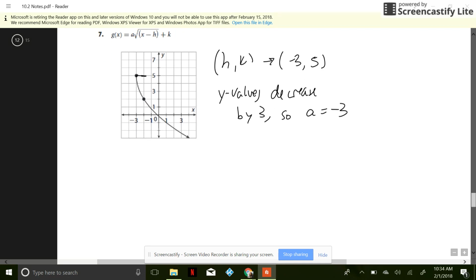Since they're decreasing, it's a reflection, and then decreasing by 3 means we're going to have a stretch of 3 as well. So our function would be negative 3 square root of x plus 3, because it's a left shift, and then plus 5 for the upward shift.